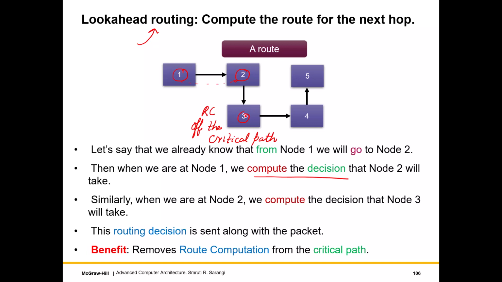So what you need to do is that you need to compute the decision that 4 will take, and so on and so forth. And the routing decision is clearly sent along with the packet. The advantage is it moves the RC stage out of the critical path, and the disadvantage is that we are kind of dealing with reduced information, insufficient information. That is the disadvantage.